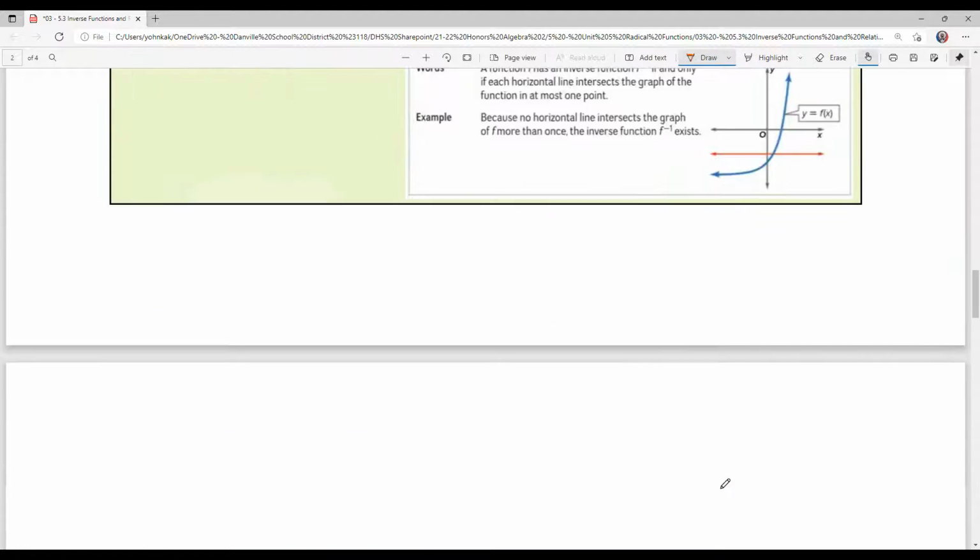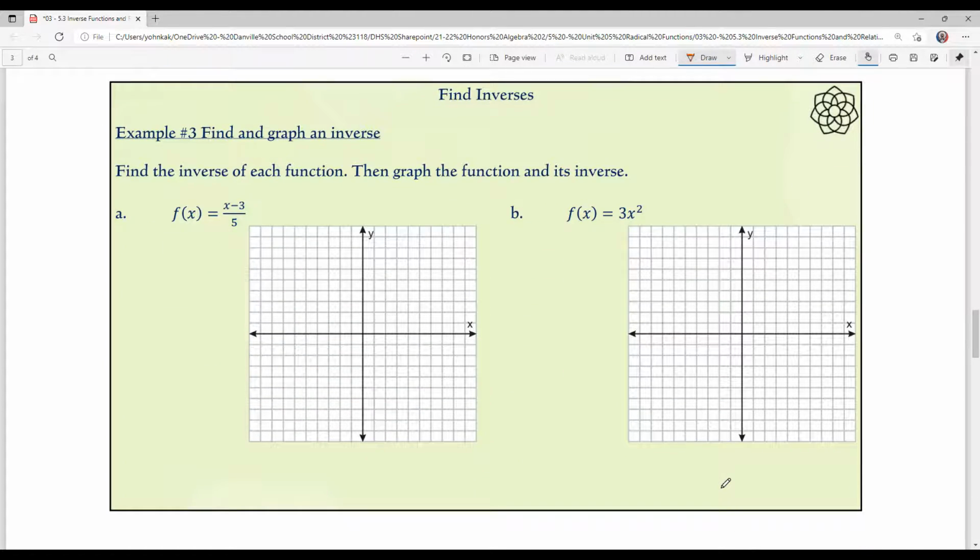So here's how we find inverses. In order to find the inverse of the function, then we're going to graph the function and its inverse. To find the inverse of a function, the first step you're going to do is replace f of x with y.